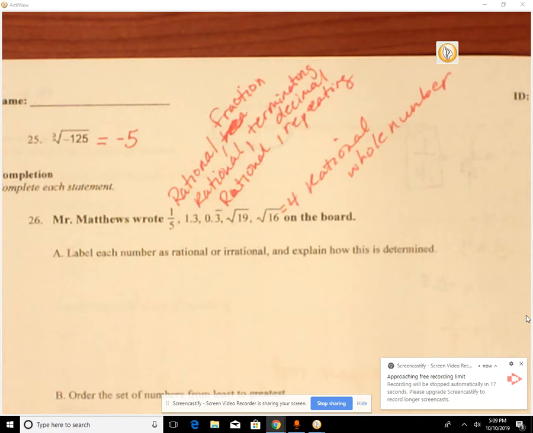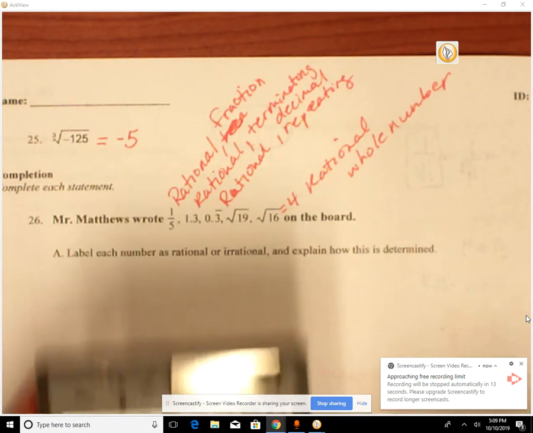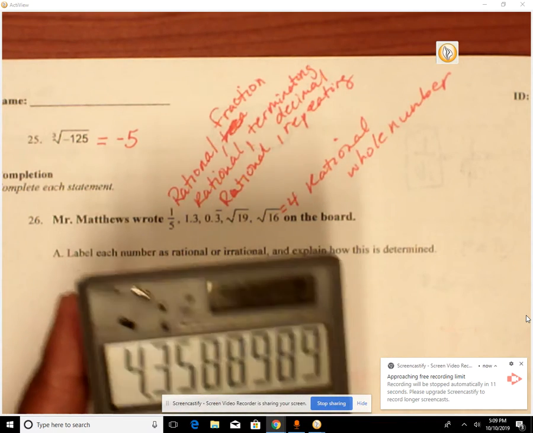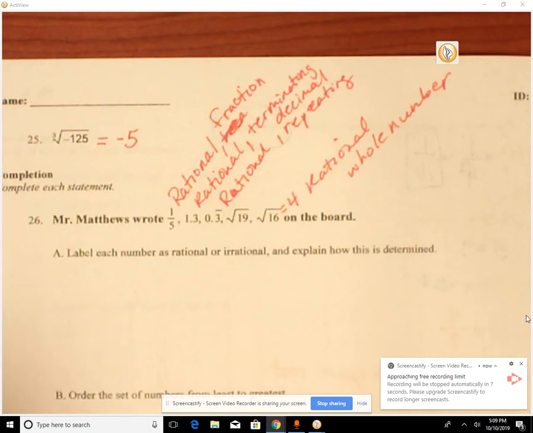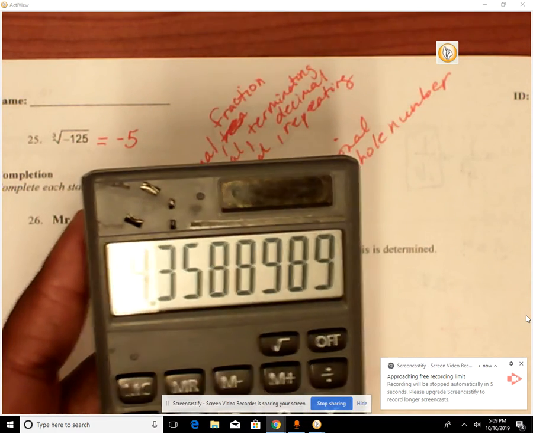It is a long decimal that does not repeat nor terminate. And I'll come back in the next video and help you out with that.